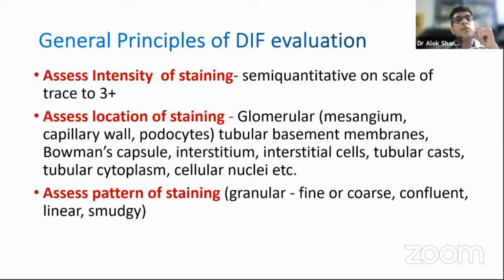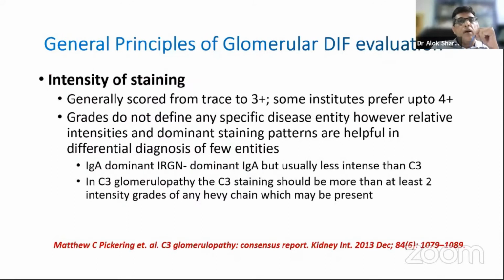So these are the three basic steps in which you have to perform IF evaluation: the intensity, the location, and the pattern, in whatever way you want. So first, most of the time you assess the intensity, then you look at the location, and then you tell what pattern that staining is.